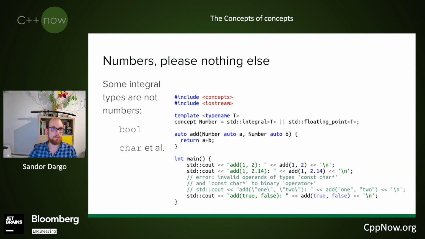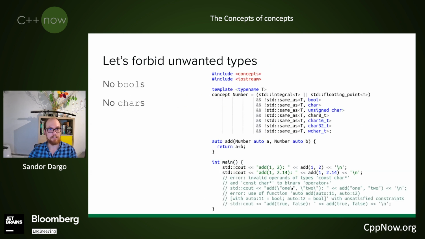But as I mentioned, there's a problem with this concept, because on the floating point part you are fine, but on the integral part, Boolean and all the character types are also considered integral. So if you add true and false, it would work, and you might not want that. In this case, you should forbid the unwanted types. So we are better off creating a concept number which is either an integral or floating point, but none of these types. It cannot be a bool or any of these characters or an unsigned character.